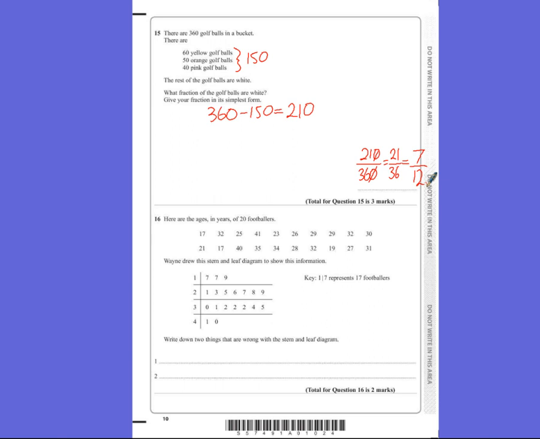Question 16. Here are the ages in years of 20 footballers. Someone drew the stem and leaf diagram to show this information. Write down 2 things that are wrong with the stem and leaf diagram.